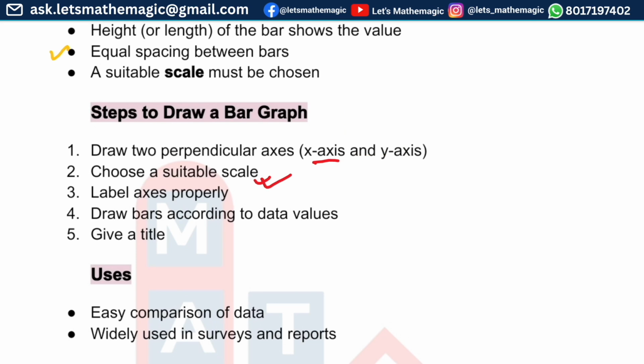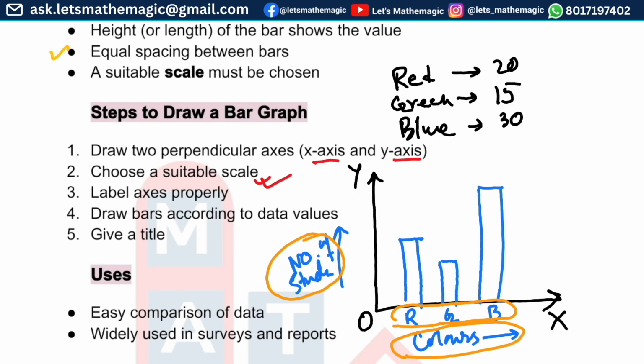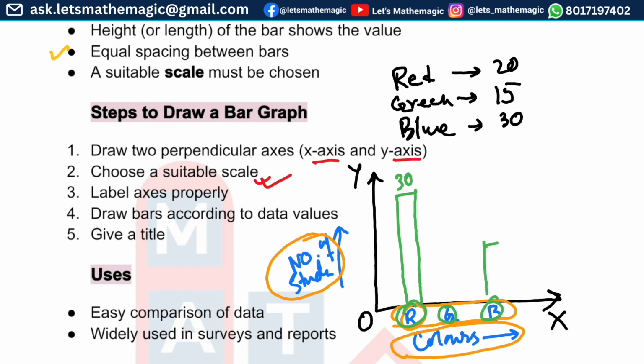The next thing is to draw bars according to the data value. Now suppose if I show you, this was red and the red value was 20. This was green, the value for green was 15, the value for blue was 30. Now just for example, you swap the values, like for red you have taken 30 height. Okay, means you have made red of 30 height and written here 30, and for the blue one you have taken 15. Then also your graph will be entirely wrong.